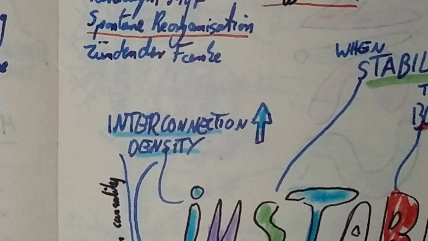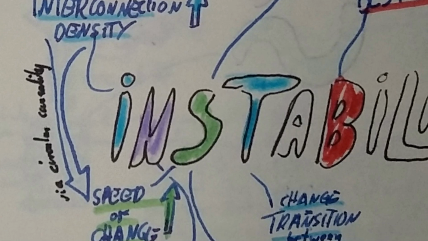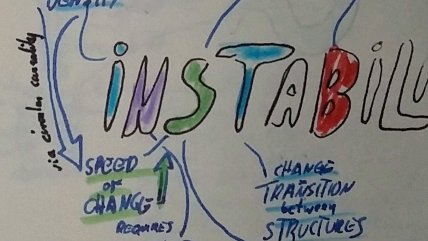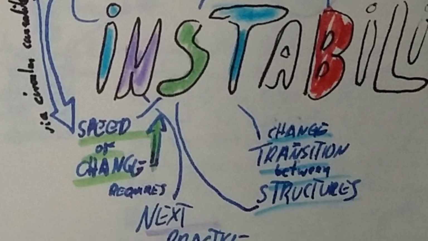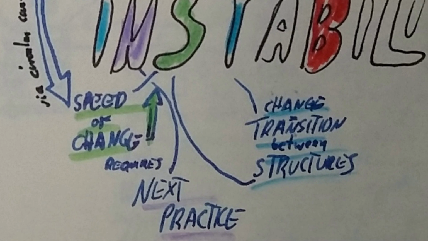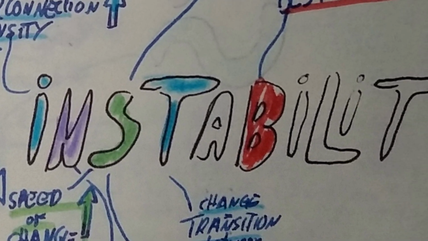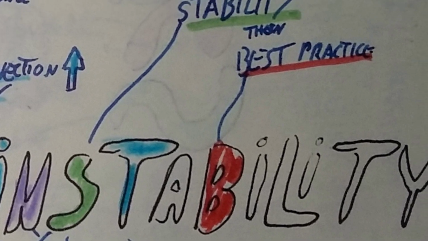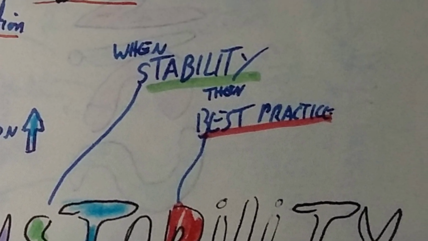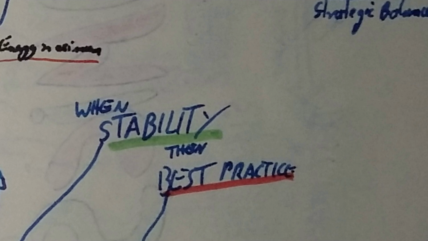According to the author, instability will increase because globally things are more and more interconnected with one another. Higher interconnection density also means a larger speed of change. And that requires next practice, which is one of the central concepts of the book. But once I had down next practice, I immediately felt the urge to also put in best practice, which is the other important concept and the opposite of next practice. Best practice is what you want to do if you have stability.